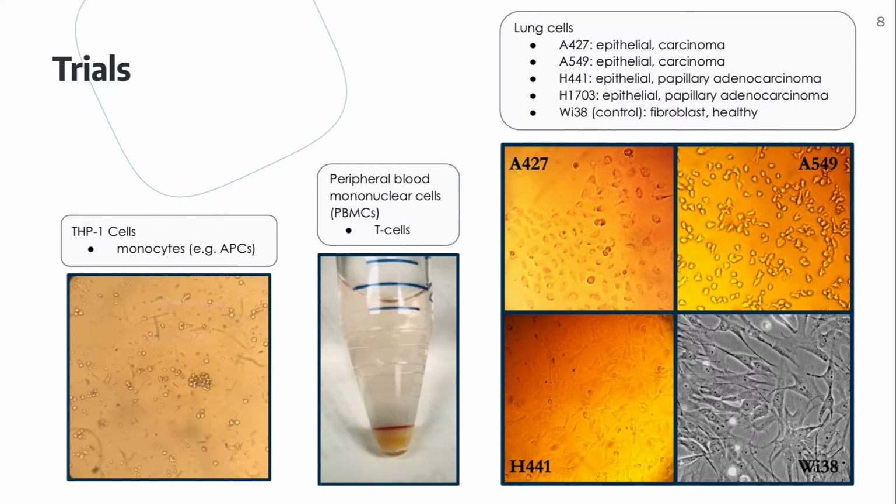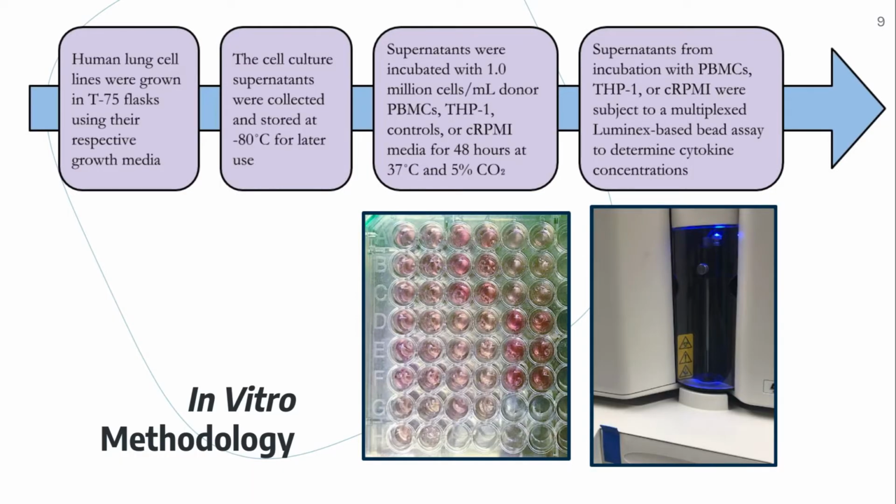This experiment used the following cell trials: THP1 cells for the innate response, peripheral blood mononuclear cells, PBMCs, for the adaptive, 4 cancerous lung cell lines, and 1 healthy cell line as a control. The lung cells were grown, and as they grew, they produced and secreted their proteins into the supernatant. This supernatant was then collected, and the THP1 and PBMCs were exposed to these cancerous proteins.